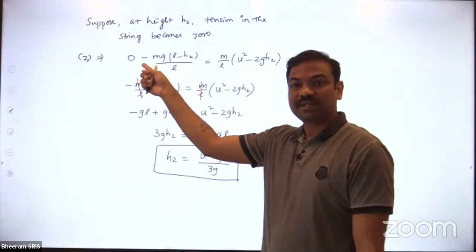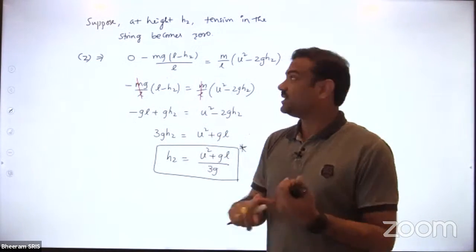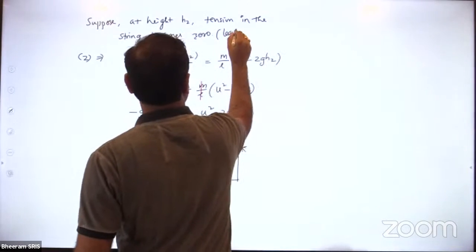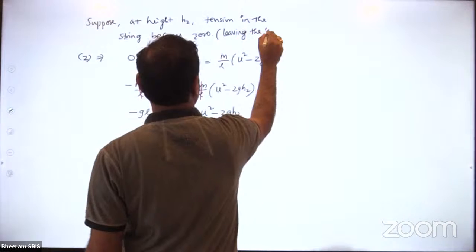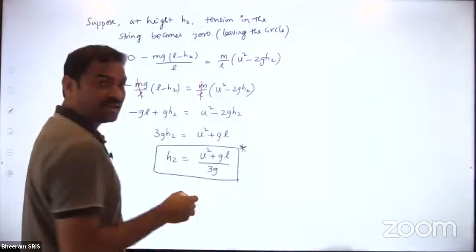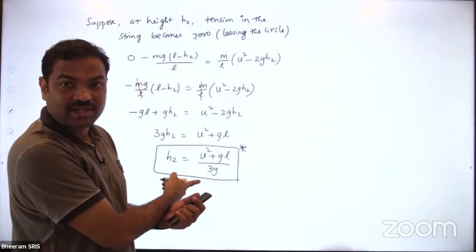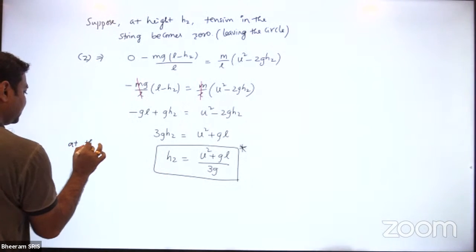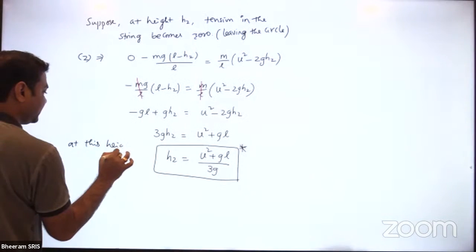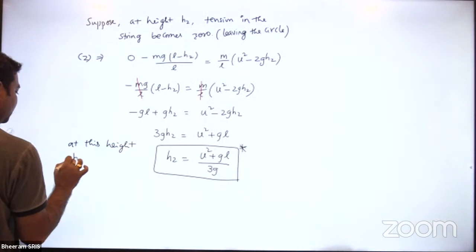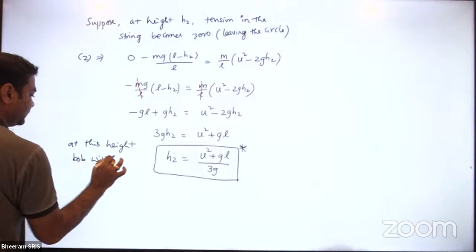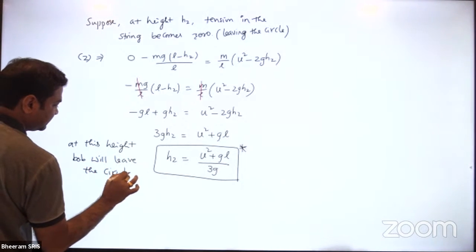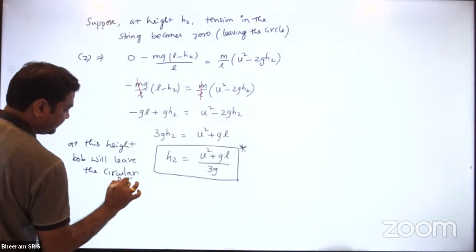Why? Because tension is zero. Tension is becoming zero at this height. At H2 height, tension is becoming zero. Means what? Leaving the circular path. Whenever they're asking a leaving the circular path question, definitely that is related to this height. At this height, Bob will leave the circular path. Clear? Understanding this?